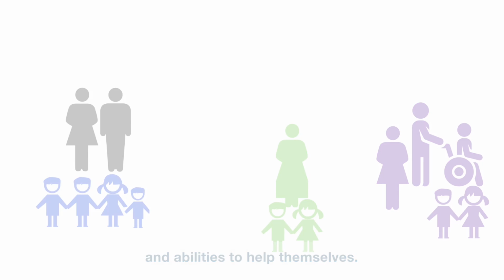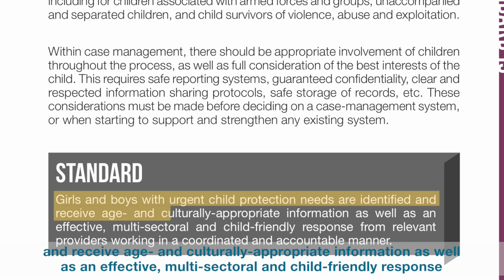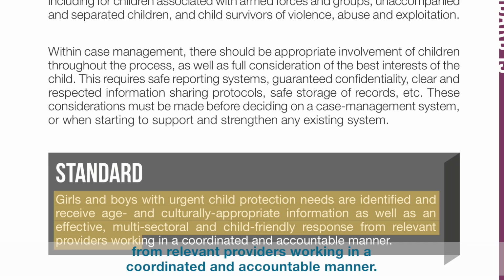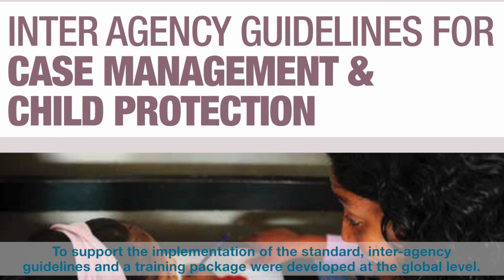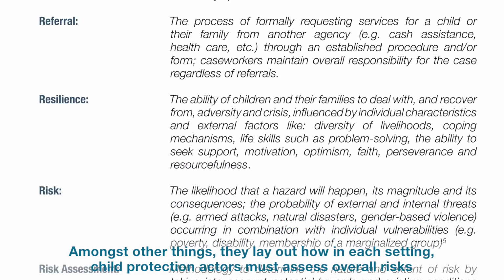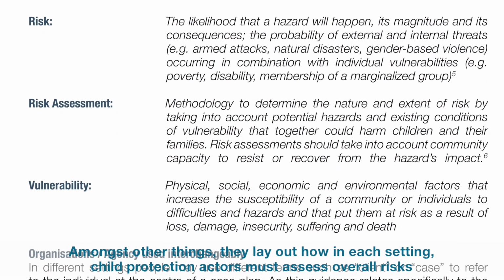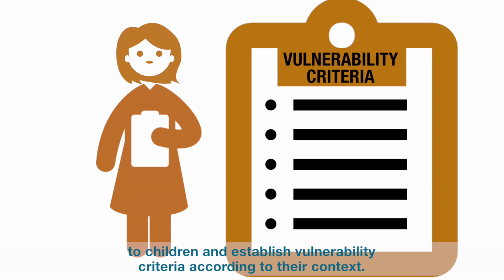The Case Management Standard says, girls and boys with urgent child protection needs are identified and receive age and culturally appropriate information, as well as an effective multi-sectoral and child-friendly response from relevant providers working in a coordinated and accountable manner. To support the implementation of the standard, interagency guidelines and a training package were developed at the global level. Amongst other things, they lay out how in each setting child protection actors must assess overall risks to children and establish vulnerability criteria according to their context.